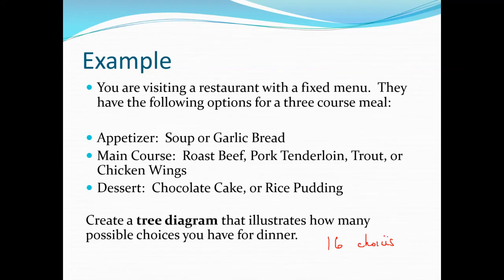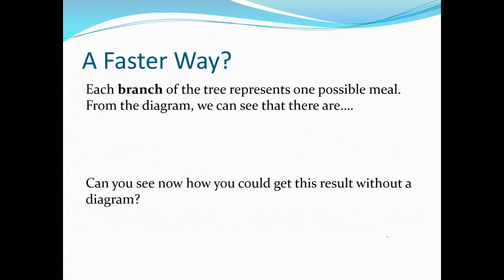Now, our goal for today is not to have to do a tree diagram for a problem like this. We want to develop faster ways. Each branch represents one possible meal, so we can see that we got 16 possible meals.